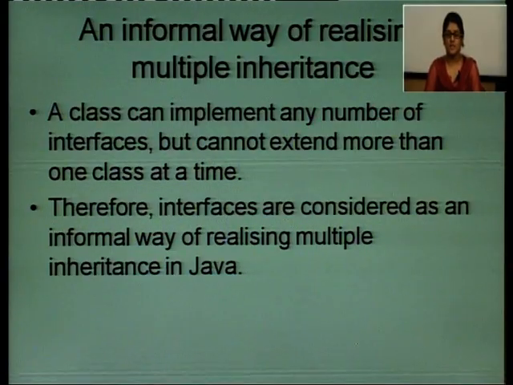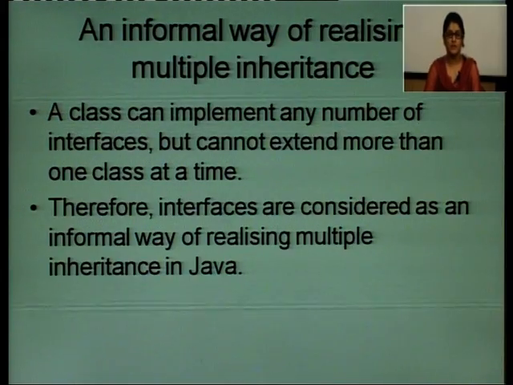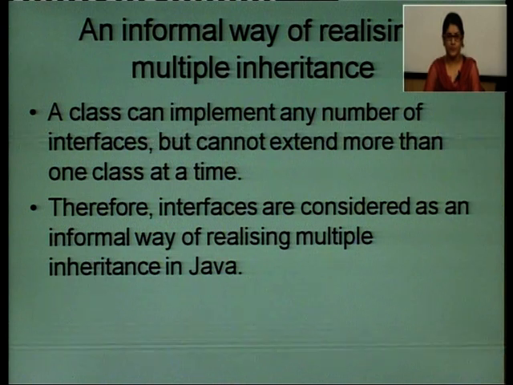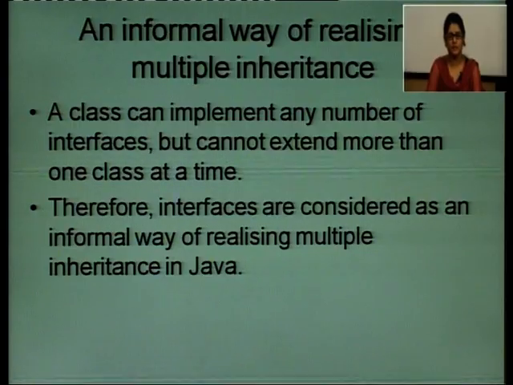Therefore, interfaces are considered an informal way of realizing multiple inheritance. That is why this is known as the indirect method of achieving multiple inheritance in Java, because we are doing the same thing with interfaces that we would do with classes. Because we can extend only one class at a time, we can implement any number of interfaces in our class, which will provide the same functionality. You can inherit the variables and the methods of any number of interfaces.